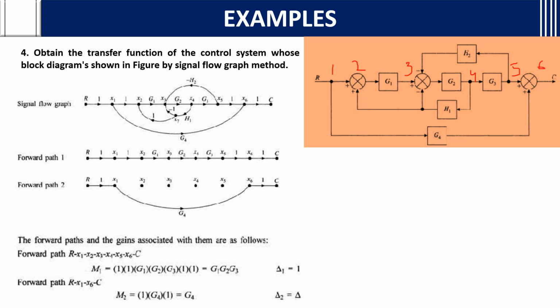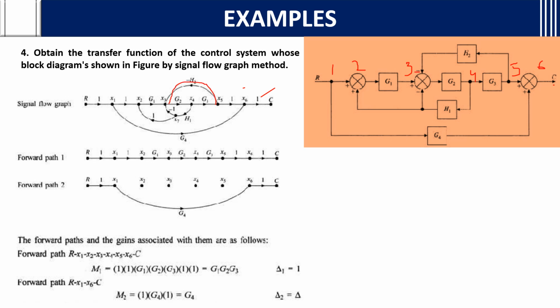Okay. From R to x1 it is 1, x1 to x2 is again 1, x2 to x3 is G1, x3 to x4 is G2, x4 to x5 is G3, x5 to x6 is 1, and x6 to the C point it is 1. Then H2 is going as feedback from x5 to x3, so x5 to x3 is minus H2. Why? Because minus is given.